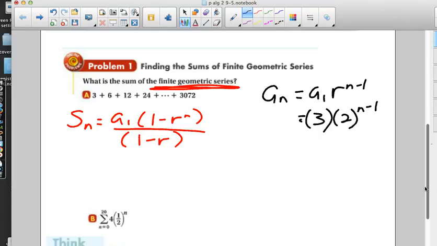And what do I want to know? I want to know which n gives me this. So this is what has to go over here. Okay, so how do we get it? Well, we can divide both sides by 3. We'll start there. See what we get.